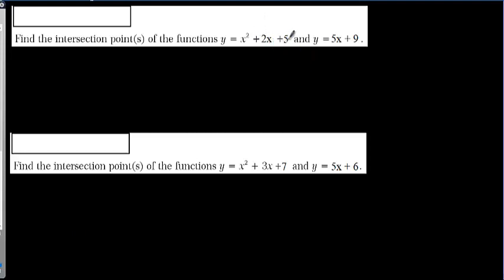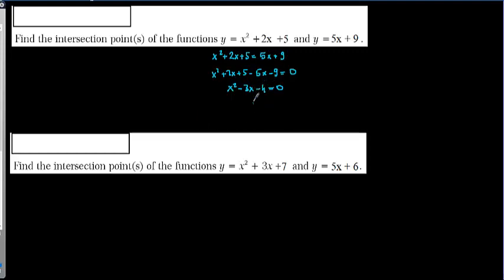y is equal to x squared plus 2x plus 5 it is given, and y is equal to 5x plus 9. So if we are trying to understand are they intersecting each other or not, we are going to say first they are equal to each other. At which point they are equal? x squared plus 2x plus 5 is equal to 5x plus 9, which means x squared plus 2x plus 5 minus 5x minus 9 is equal to 0. So this is one quadratic equation: x squared minus 3x minus 4 is equal to 0.